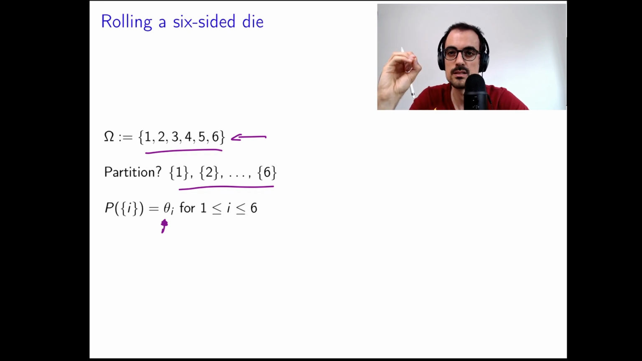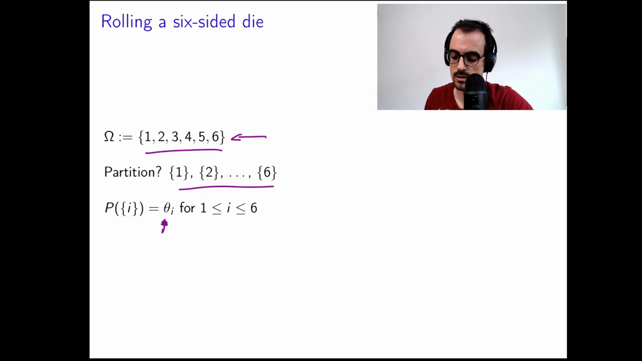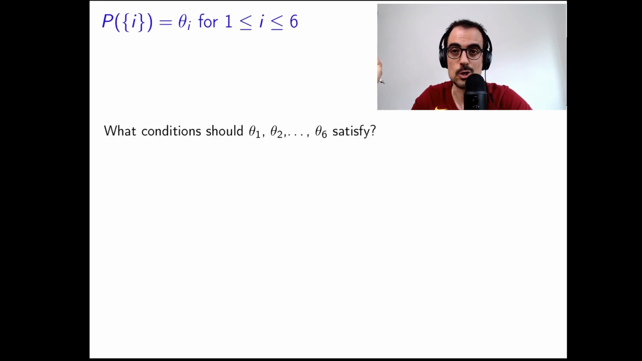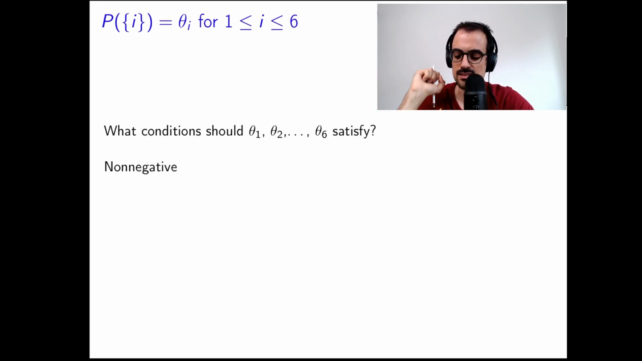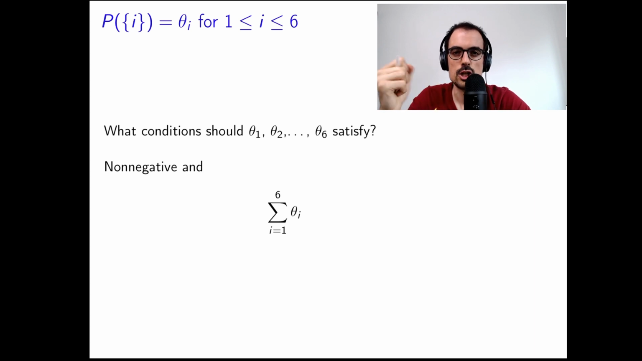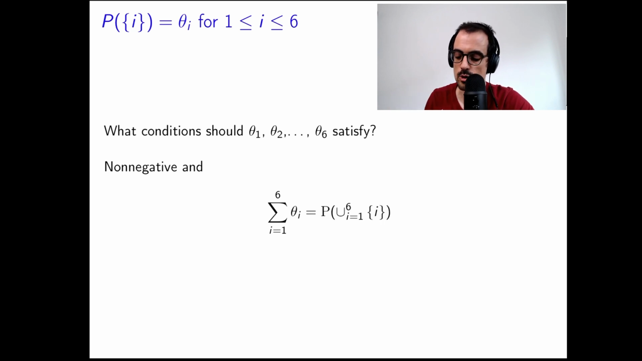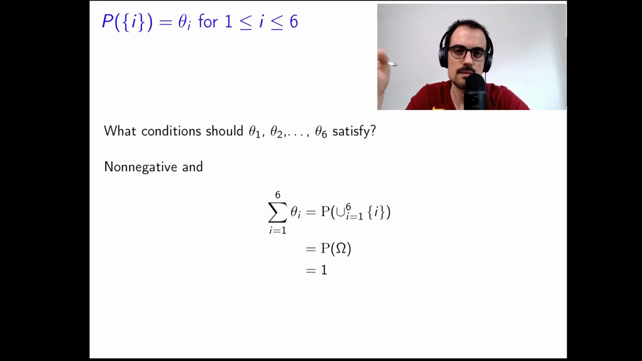What conditions should these numbers satisfy so that we end up with a valid probability measure? So in particular, they should be non-negative, obviously. Okay, they should be non-negative. And what about their sum? So the sum of these probabilities is the sum of the probabilities of disjoint events. So that's going to be equal to the probability of their union. But their union is the whole sample space, and the probability of the whole sample space by definition of probability measure has to be 1. Okay, so we end up with this condition. We need 6 numbers that add up to 1.